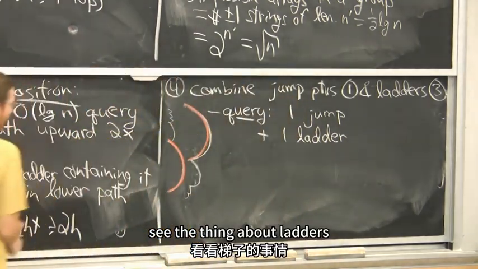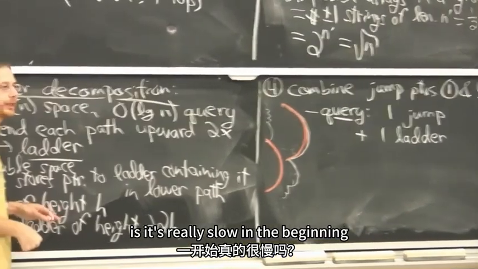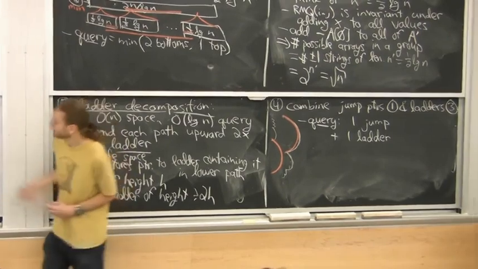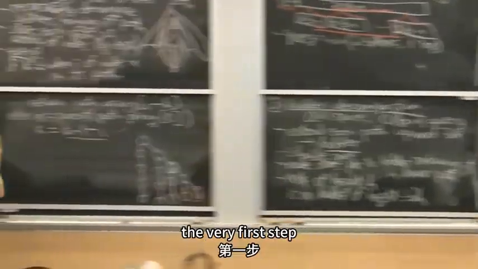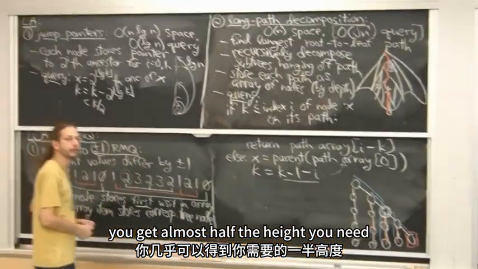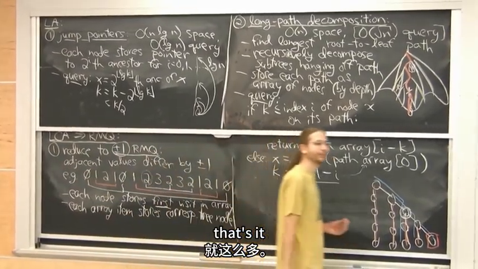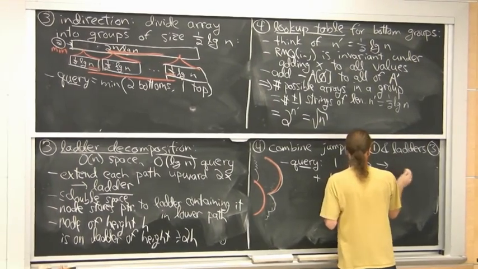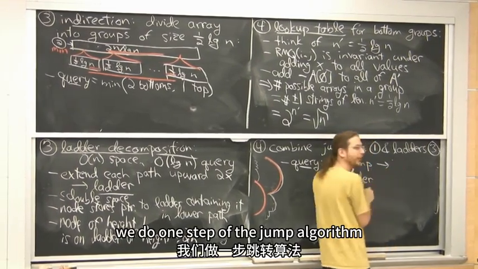See, the thing about ladders is it's really slow in the beginning because your height is small. I really want to get large height. Jump pointers give you large height. The very first step, you get almost half the height you need. That's it. So when we do a jump, we do 1 step of the jump algorithm.